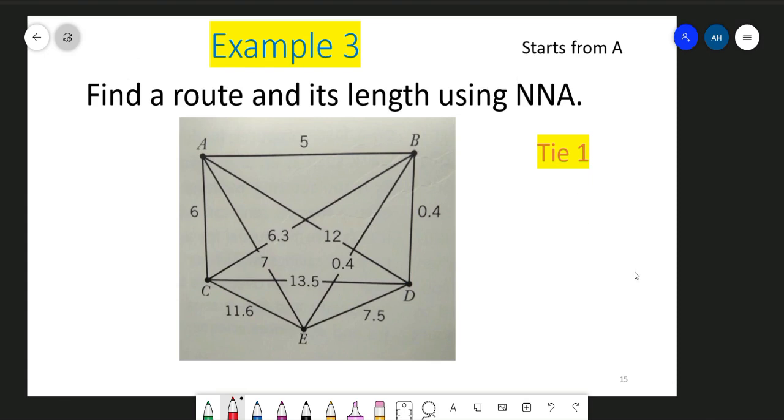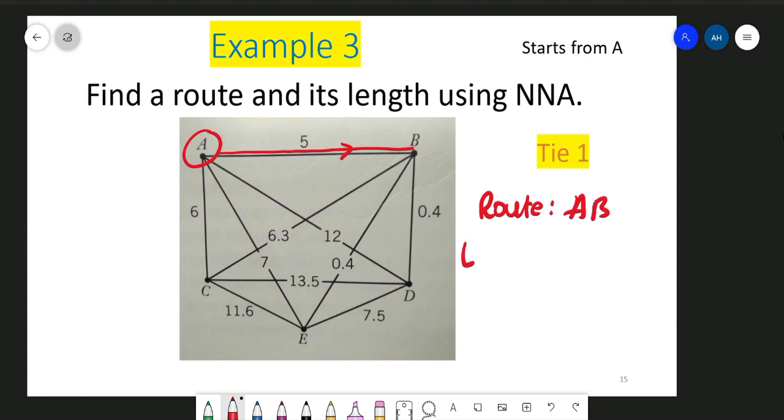Still we start at point A here. Where should we go? We have 5 there, we have 12 here, we have 7 here, and we have 6. Which one is the smallest value? Yes, 5. So we should go this way. Let's write down the routes. From A we go to B first.